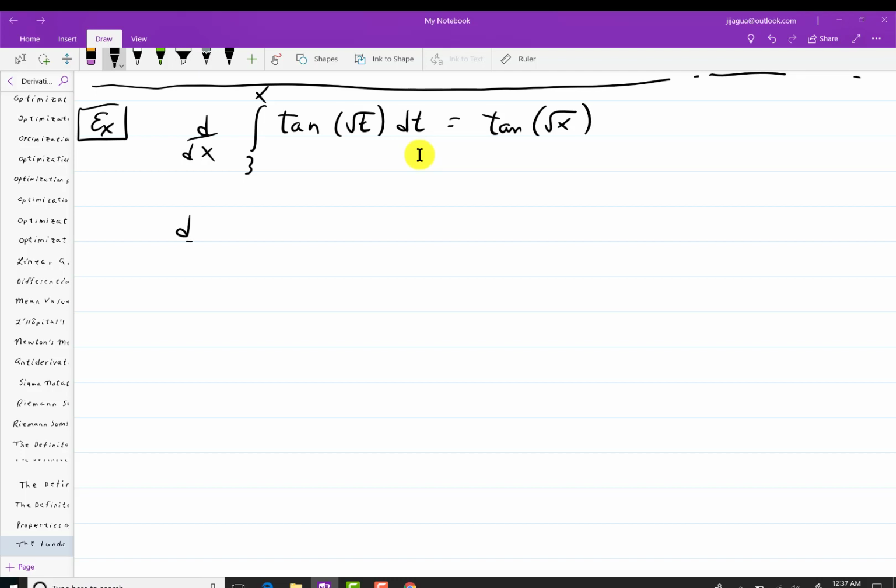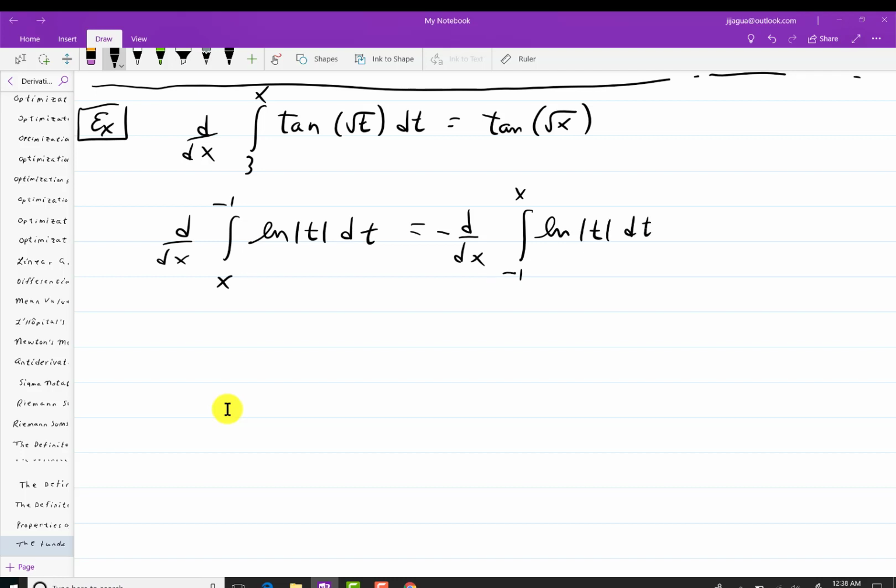How about d over dx of the integral from x to -1 of ln absolute value of t dt? Well, remember the theorem has the x in the upper limit, so this equals d over dx, and I can put a negative in front of it because I'm going to switch it to -1 to x, put it upside down, ln absolute value of t dt, and that will equal negative ln absolute value of x.